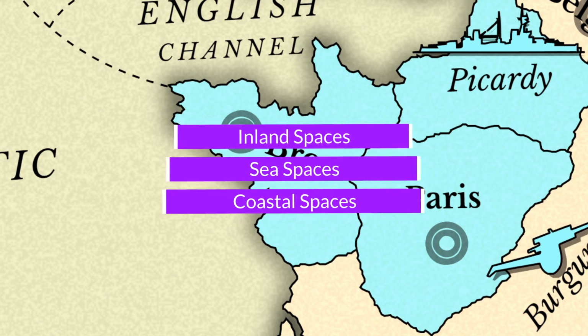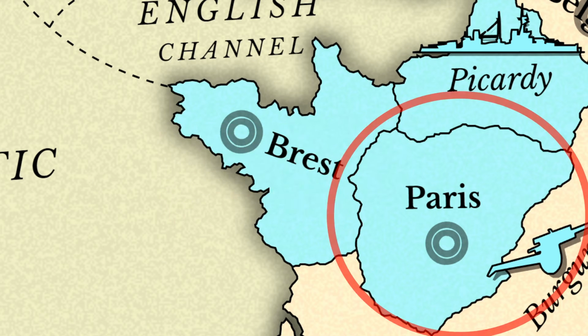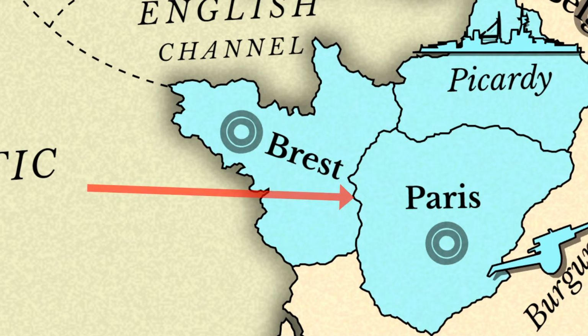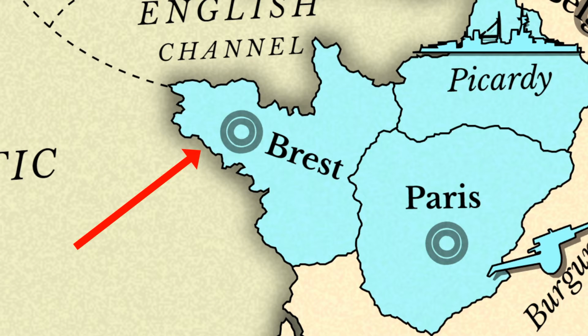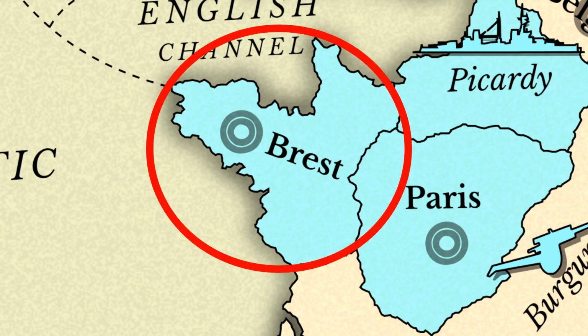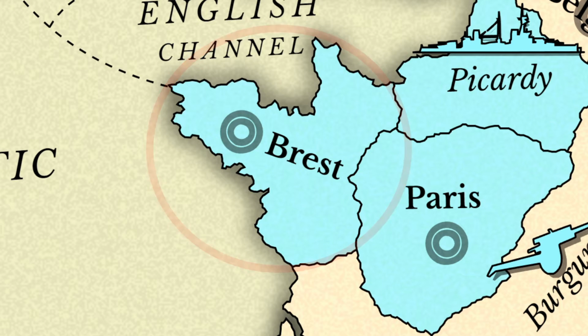There are only 3 types of spaces: inland, sea, and coastal. Land spaces are surrounded entirely by other land spaces, as indicated by the solid black line. Sea spaces are the light gray spaces divided from the land by this shadow here. Coastal spaces are land spaces adjacent to sea spaces.